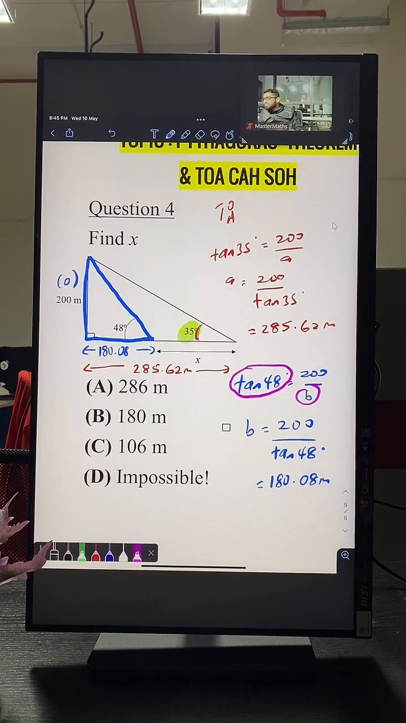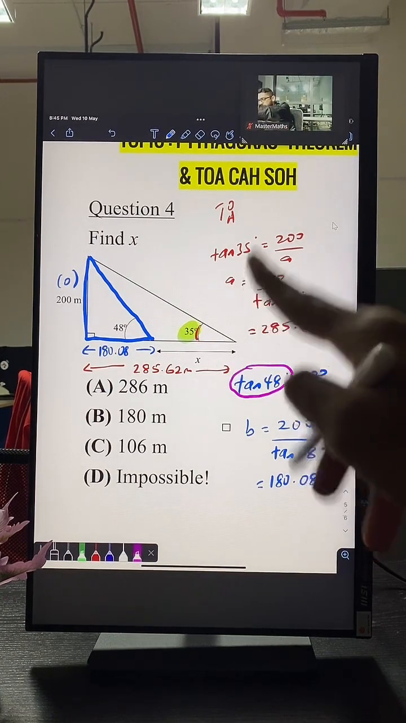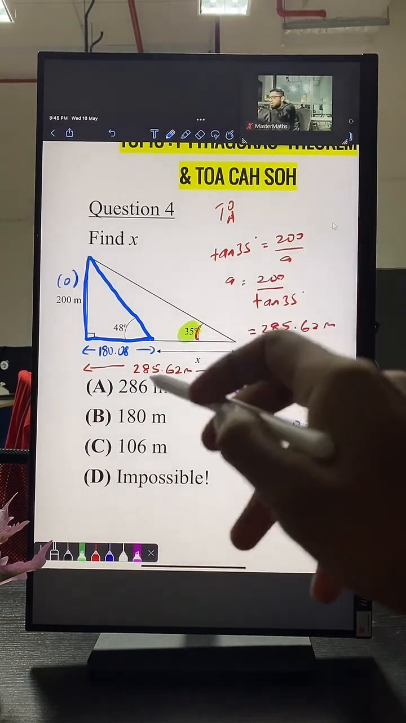How to find X? One more step. One more step to find X.